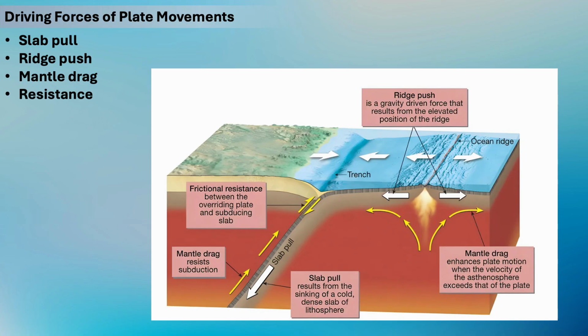Opposing all of these driving forces are resisting forces. These include friction along plate boundaries, the energy required to bend a rigid plate downward into a subduction zone, and buoyancy forces that resist sinking. Especially when continental lithosphere is involved, plate motion reflects the net outcome of these driving and resisting forces acting together.